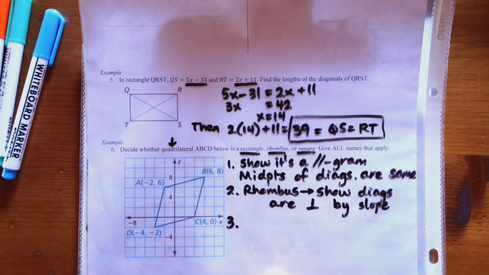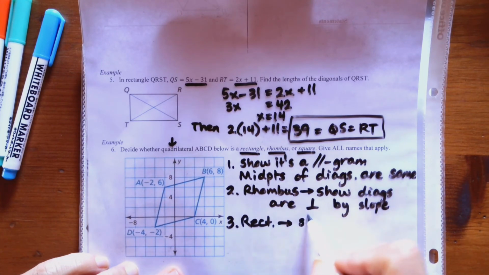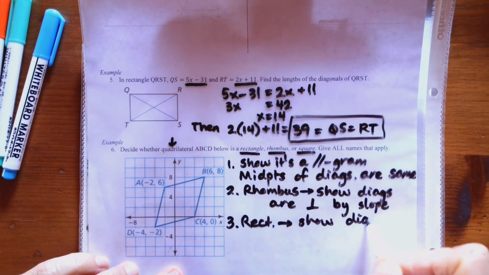If you want to show that it is a rectangle, again, you'd have to prove by definition that you have 4 right angles. But that's a lot of work. There's another way to do it. We have a theorem that says a parallelogram is a rectangle if and only if the diagonals are congruent. So if you want to show it's a rectangle, show that the diagonals are congruent.